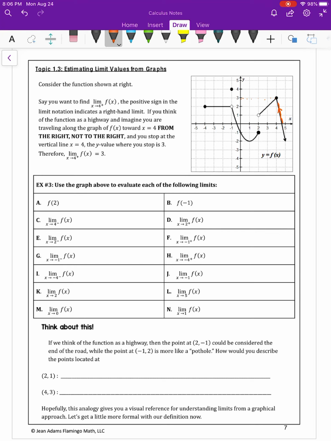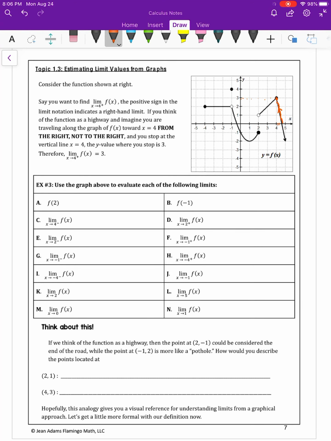The y value where you stop is 3. Therefore, the limit as x approaches 4 from the right of f of x is 3. Because you're coming in, you're approaching it. You can think of it also as you're putting values in. Where's the y value? I'm going to put another value in close to 4. Here's my y value. And your y values are approaching this final y value of 3. So that's why the limit there is 3.